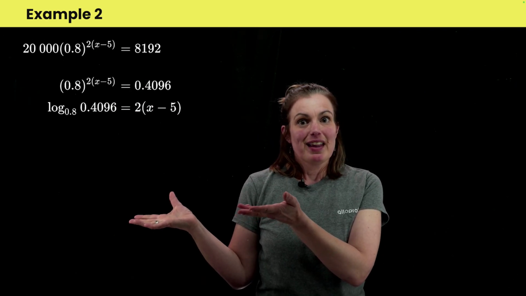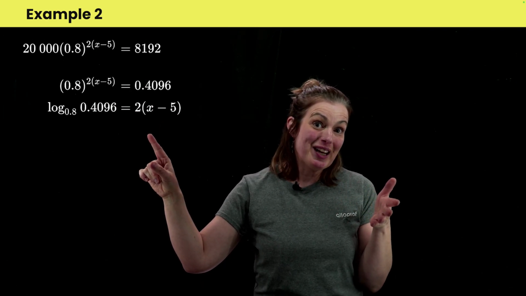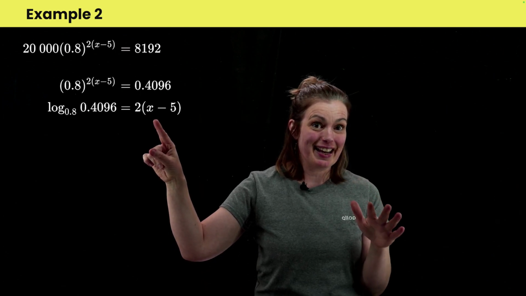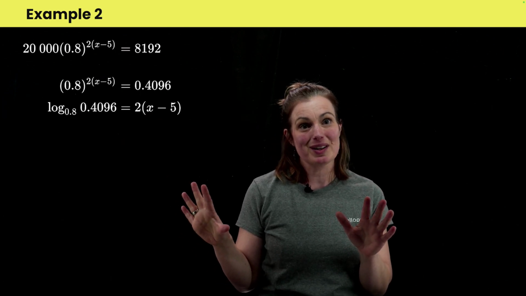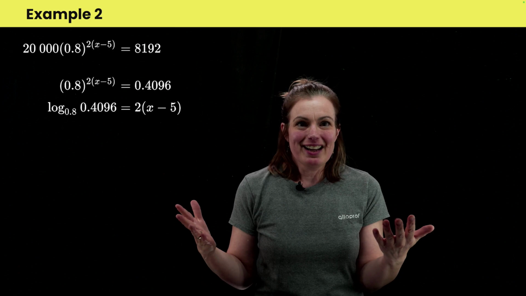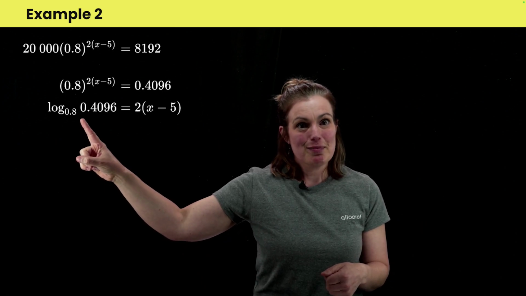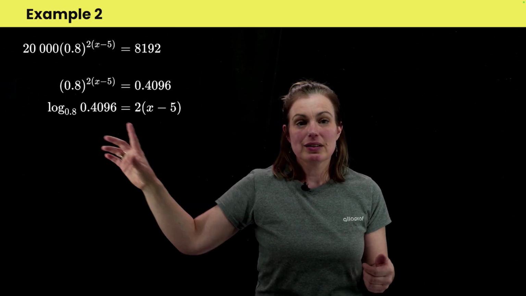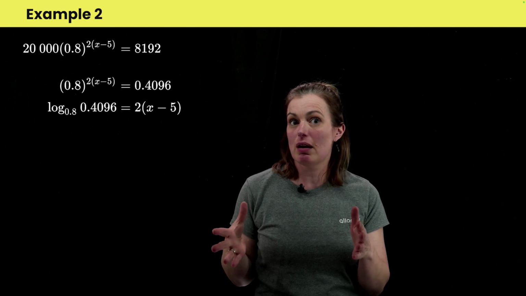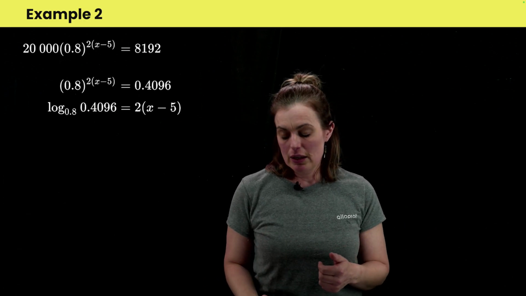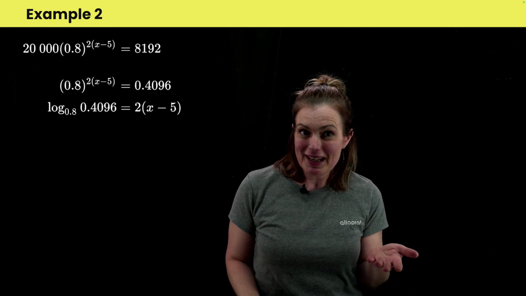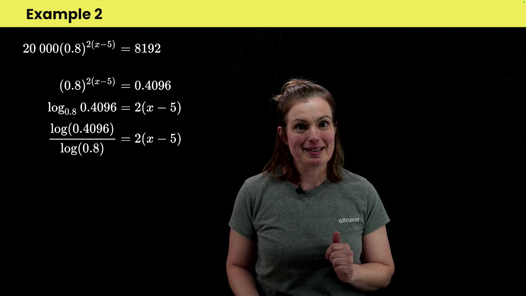Now, I also notice that on the right-hand side, I have this x, and this is ultimately what I want to solve for. But my calculator is really not going to like that base of 0.8. So this is where I want to apply the change of base law in order to make my calculator happy and be able to solve for that x.